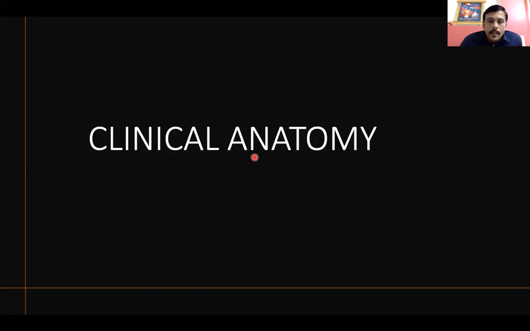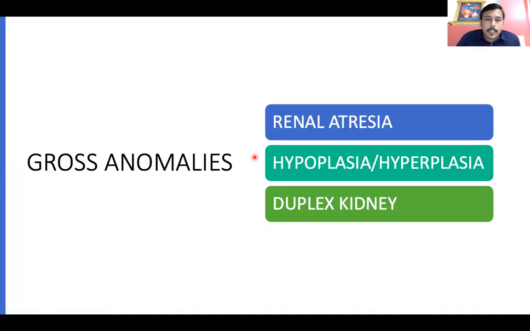Now we'll see some clinical anatomical information of the kidney. Coming to the gross anomalies of the kidney: renal atresia. Renal atresia means either complete absence of both kidneys, or partially, where only one kidney is not developed or not formed. That is called renal atresia.